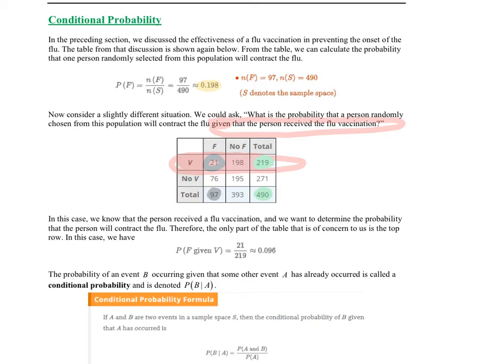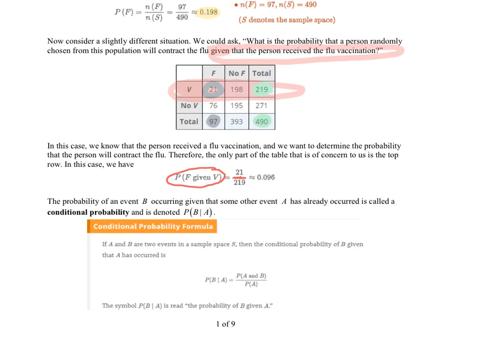The way they write it is the probability that they got the flu, F, given V, meaning given that they had the vaccination. Again, all this did was change what part of the chart we're looking at. We have 21 in our numerator and 219 in our denominator now, which is approximately 0.096. So that's what a conditional probability is.